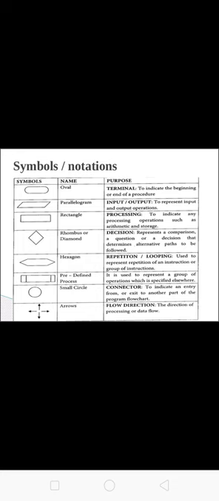Next one, small circle. Small circle is used as a connector. Connector means to indicate an entry from and exit to another part of the program. It shows the flow of the program. Next one is arrows. Arrows are used to show the flow direction, the direction of processing or data flow.